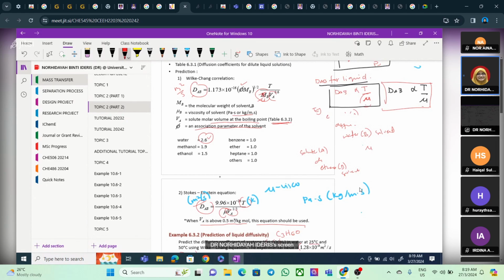Okay, Table 6.32. To use Wilke-Chang or Stokes-Einstein, we have the value VA, which stands for solute molar volume. Before that, you must know the temperature must be in Kelvin, the molecular weight must be in kilogram over kilogram mole, and the viscosity must be either in Pascal second or kilogram over m.s. You have a textbook with you, so refer to Table 6.32 now. Look at Table 6.32.